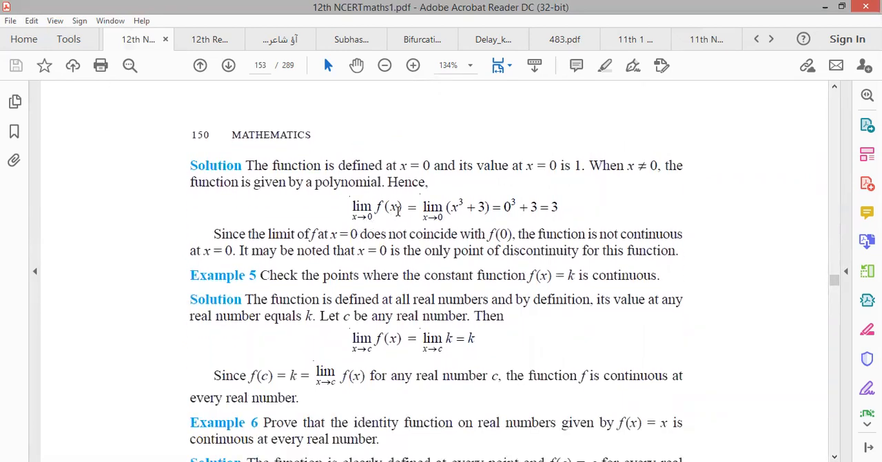Limit as x tends to 0 of f of x is equal to the limit as x tends to 0 of x cubed plus 3. It is 0 cubed plus 3, that's equal to 3. You see that the limiting value is equal to 3 here.